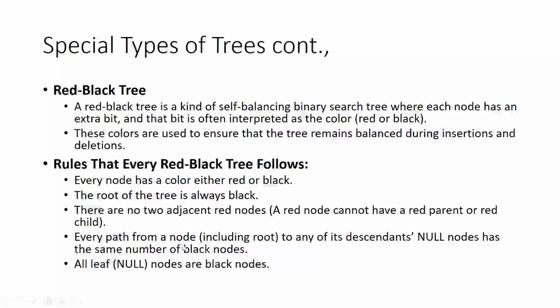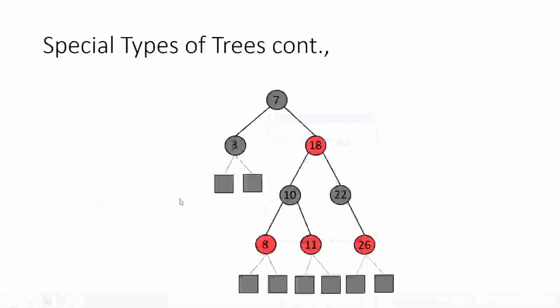Every path from a node to any of its descendant null nodes has the same number of black nodes. It means that for any path from the root to a leaf node, after the leaf node we will have null nodes in the case of red black trees. So from the root to the null nodes, the number of black nodes will be the same on any path you take. All null nodes are also black in color.